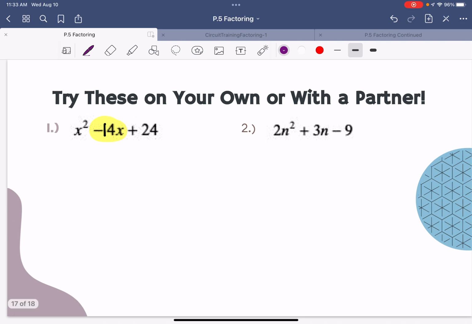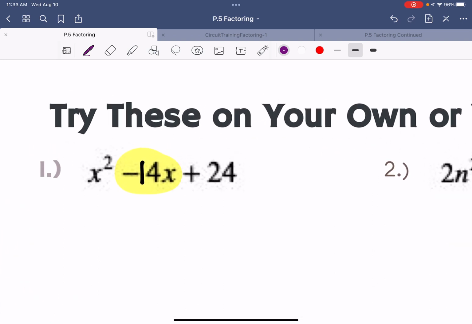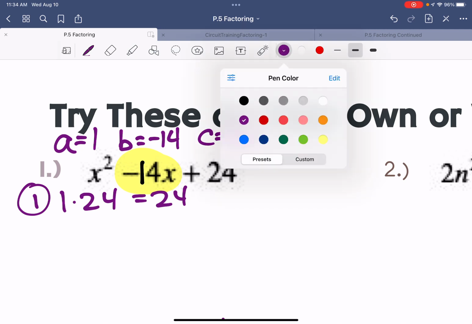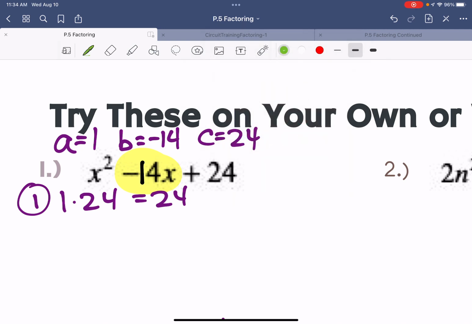All right, so we're going to go through this process again. I label my A, my B, and my C. So A in this case is 1, B is negative 14, and C is 24. So the first step is to multiply A times C. 1 times 24 is 24. Moving on to the second step, it is to find the factors of that number, so the factors of 24 that add to negative 14. Okay, so let's go ahead and do this.